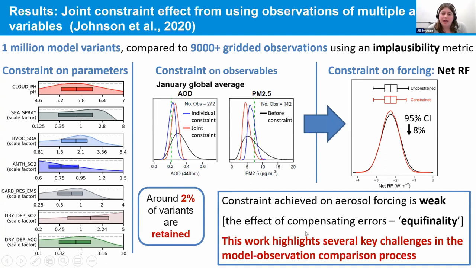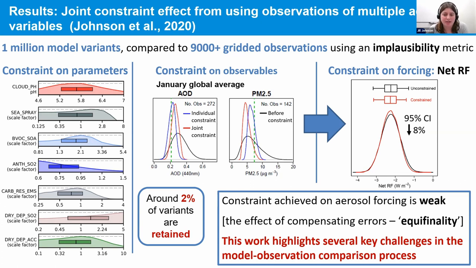But we've been able to think about why this is happening. One of the major problems that we see is the effect of what we call compensating errors, otherwise known as equifinality, where we can get a really good comparison to the aerosol current state, but when you predict something, the uncertainty diverges out and we get poor constraint on the response.